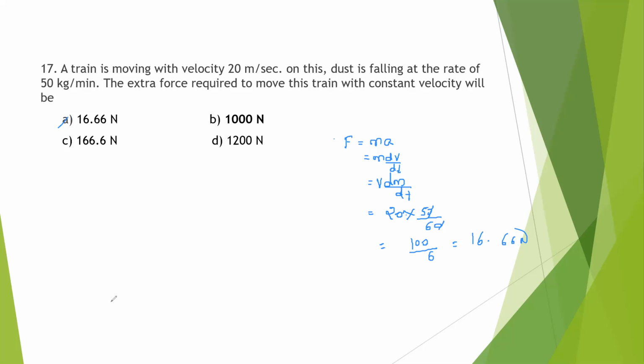Option A is the correct option, 16.66. So how we need to do? We can use force is equal to mass into acceleration. There we can rearrange the terms a little. Why we are doing like this? Because they have given the rate of mass. Therefore, we need to take it in this way. The correct option is option A, 16.66 Newton. Okay, simple one.